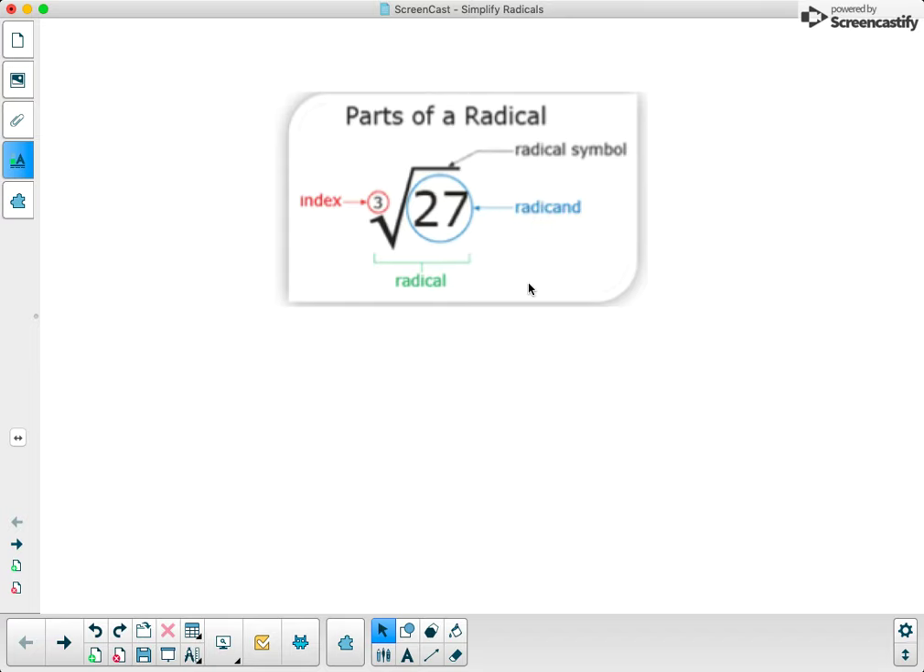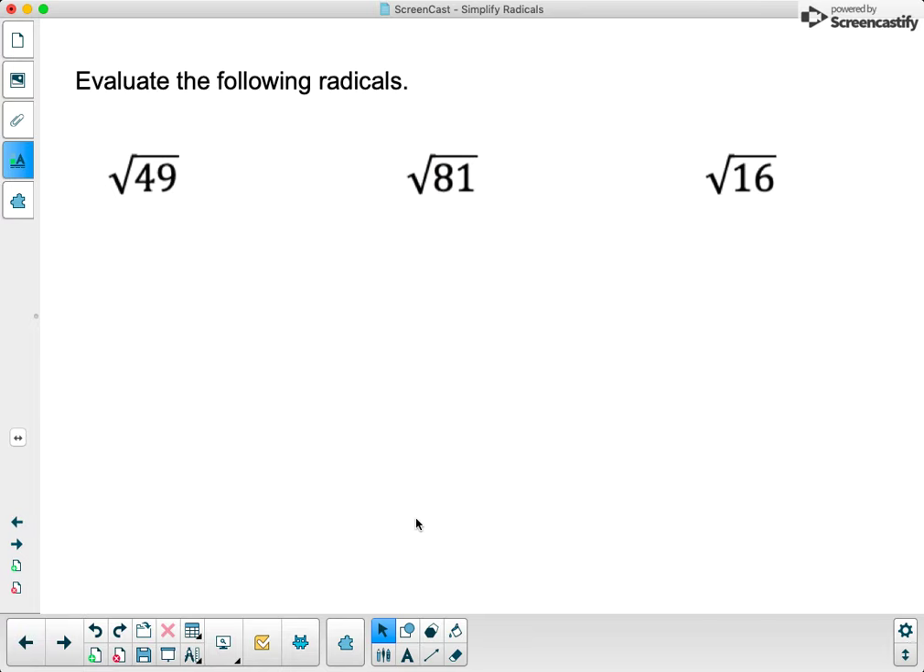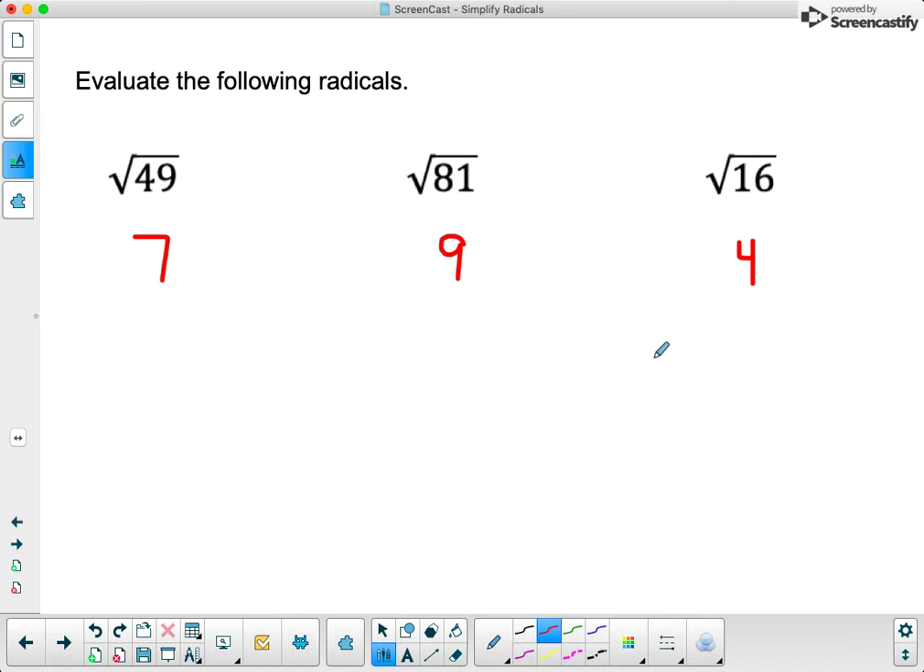Now, we're going to focus on square roots, so we're not going to have an index there, because if there's no index written there, it's going to be a square root, which you're used to seeing. So first, let's just look at evaluating the following radicals. These are quick and easy because they are perfect squares. So we know the square root of 49 is 7, the square root of 81 is 9, and the square root of 16 is 4. Straightforward, easy to evaluate.